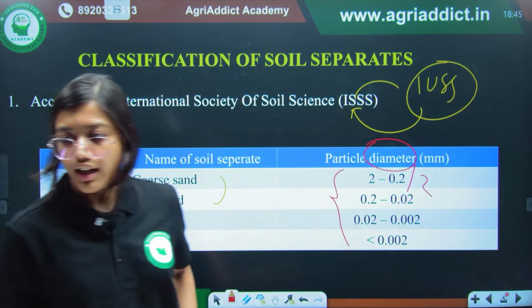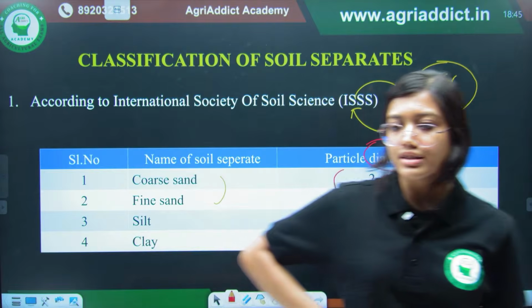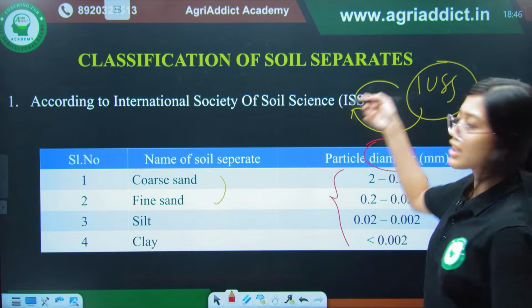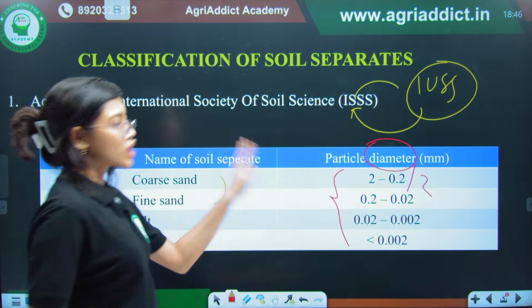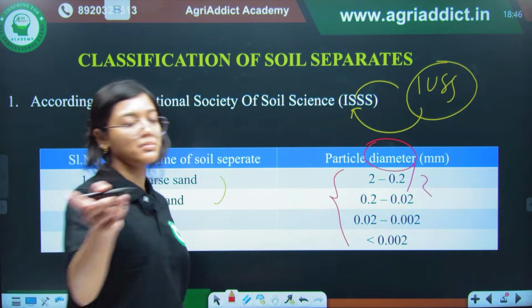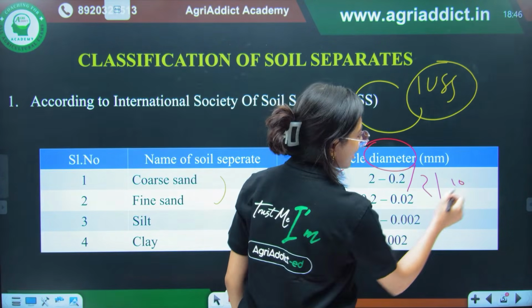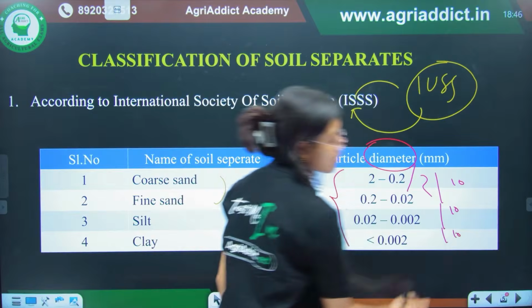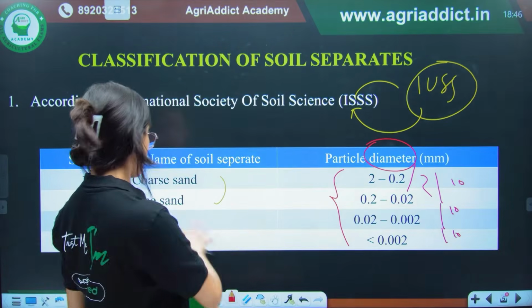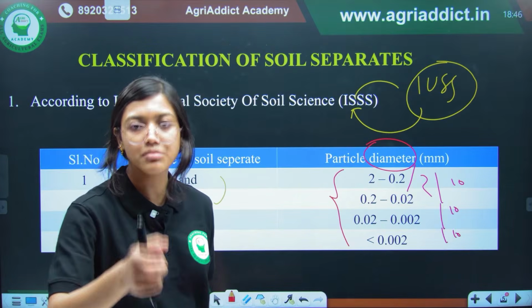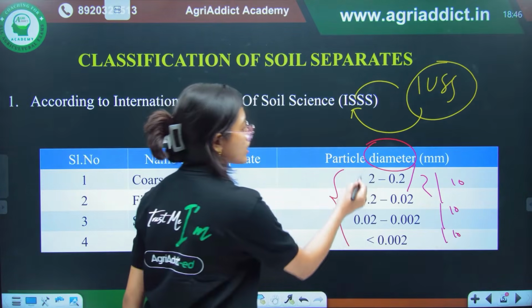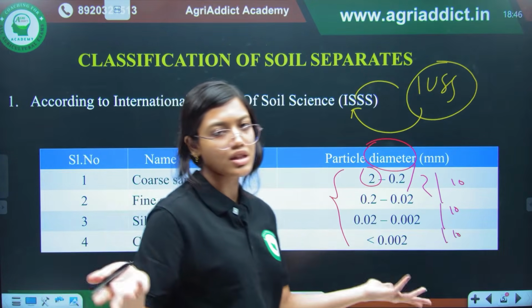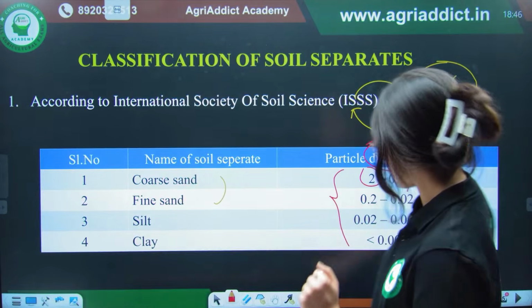So, I haven't got the answer in the chat box: when did this IUSS get converted to ISSS? Okay. So, here you see that the ratio in between the particles is 10. It is 1:10 for each and every particle size. That means if we go from clay to silt, the particle will be 10 times bigger. And here the upper limit is 2. In each and every classification, you will see that the upper limit is 2.